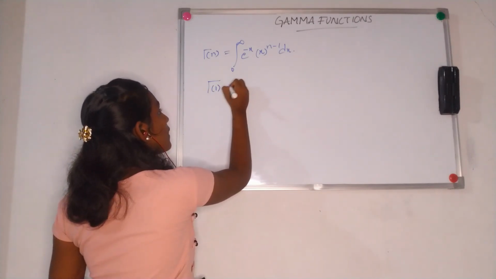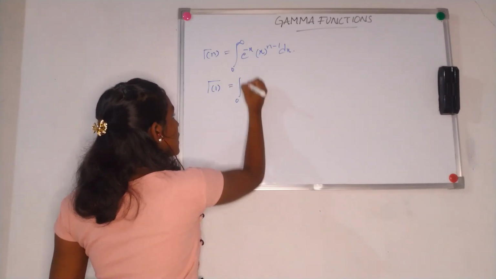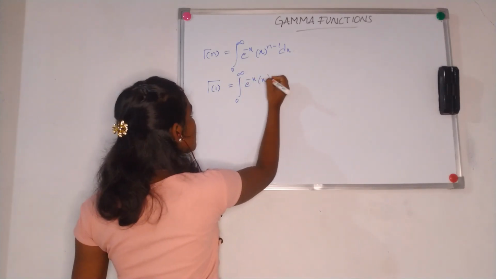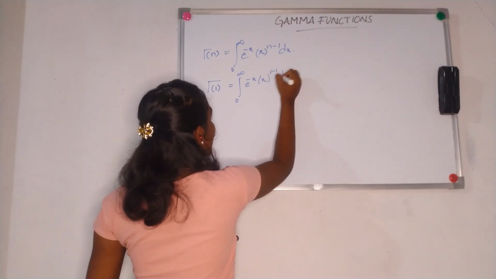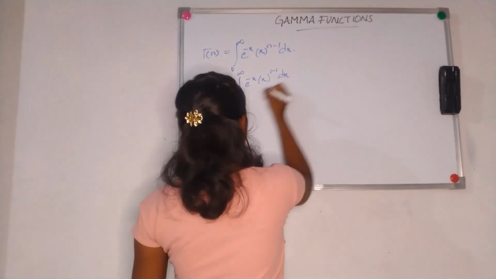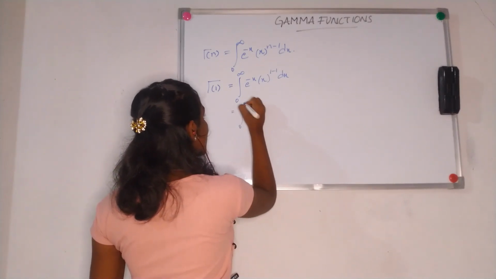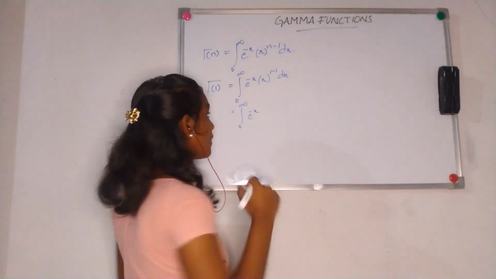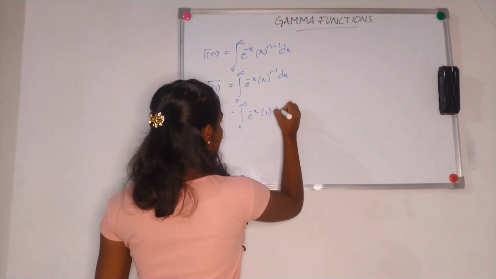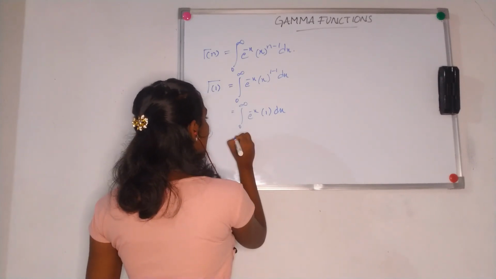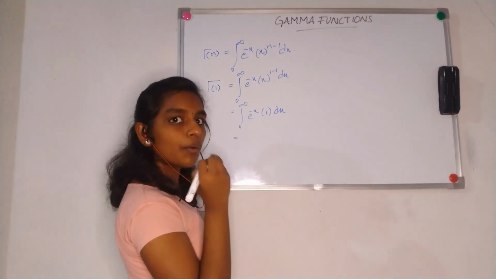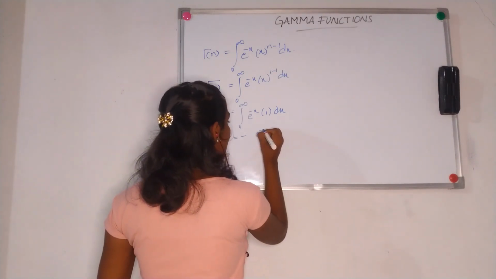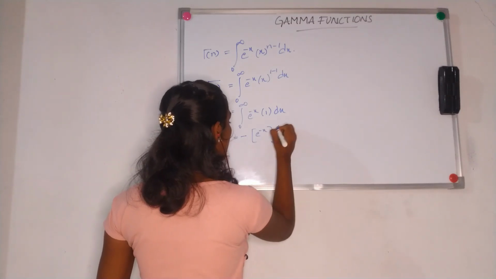At first, let us find gamma of 1. How do you do it? You just substitute: integral from 0 to infinity of e power minus x into x power 1 minus 1 dx. This gives me the integral from 0 to infinity of e power minus x into x power 0. Any constant power 0 is 1, right? So it is 1 dx. Now what is the integration of e power minus x? It is minus e power minus x, and the limits are from 0 to infinity.